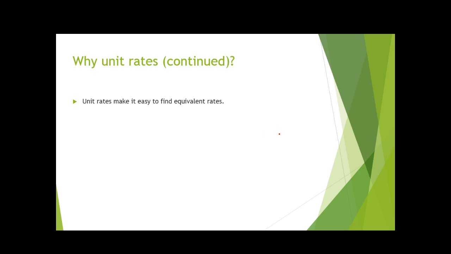Also, unit rates make it easy to find equivalent rates. For example, if I eat 25 cookies in 2 days, how many cookies will I eat in 5? One way to do this is to double how many days there are, which is 4. You'd have 50 cookies, but then you have to add one more day. We need to know how to get one more, or how many cookies are in 1 day. To do that, find the unit rate.